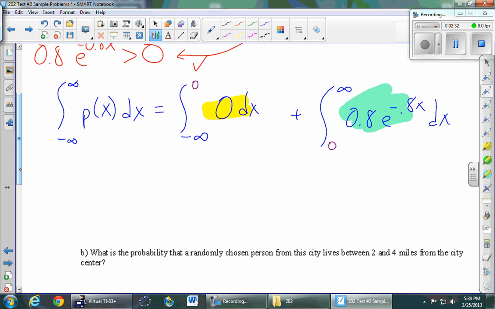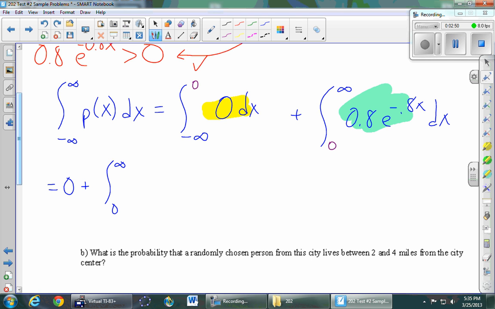Okay, the goal is for this entire integral to equal 1. So the first part is easy. The integral of 0 is just 0. So we have 0 plus. I'm going to continue to write the infinity, but at some point we'll need to change that to a letter and then take a limit. But let's just see if we can handle this integral here.